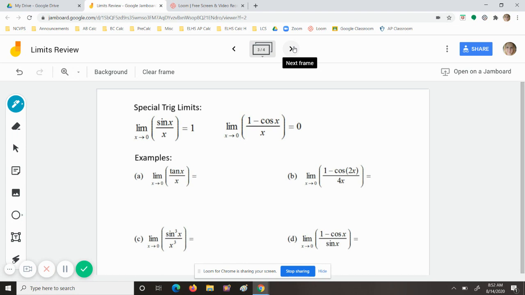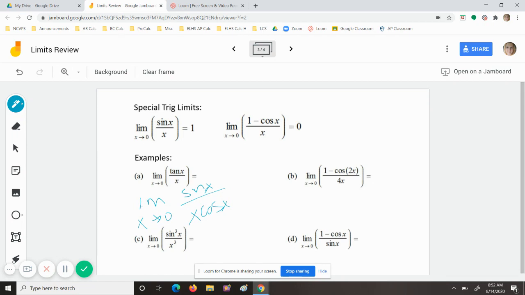First, limit as x approaches 0 of tangent of x over x. Well, we can't plug that in. We get 0 over 0, which is undefined. So let's start thinking about how we can break this down. Tangent is sine over cosine, right? And then we have an x on the bottom, because that was already there.